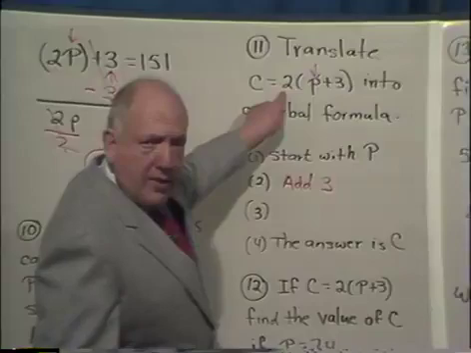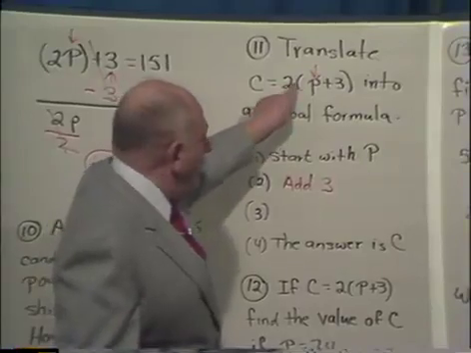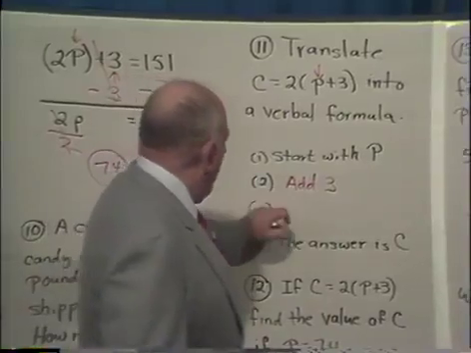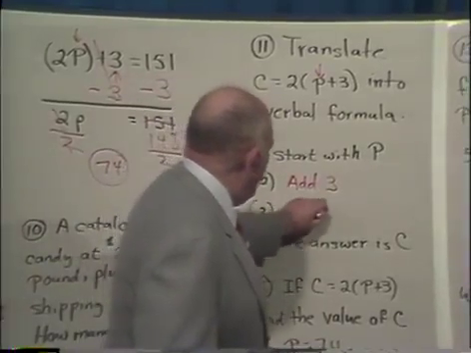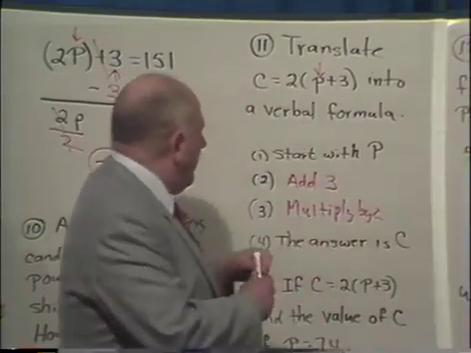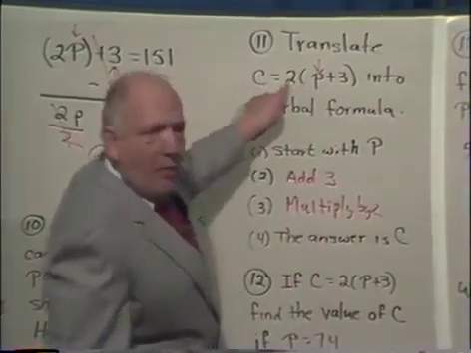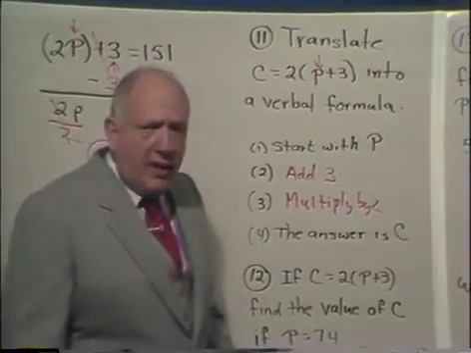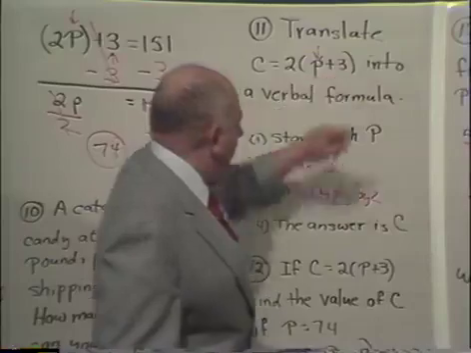There's a 2 outside the parentheses. What's the 2 doing? There's no arithmetic symbol, so it must be multiplication. So what do we do next? We multiply by 2. And be very careful about this. Don't say, oh, I think I'll multiply by 2 first. Remember, everything in the parentheses has to be done first. And so you're going to add the 3 first.